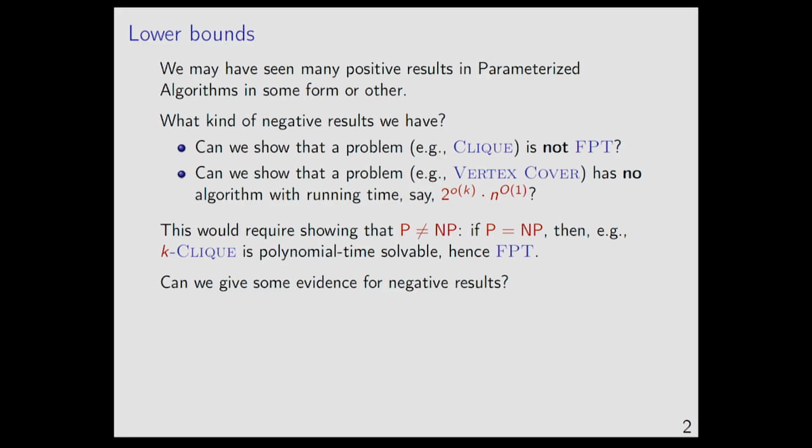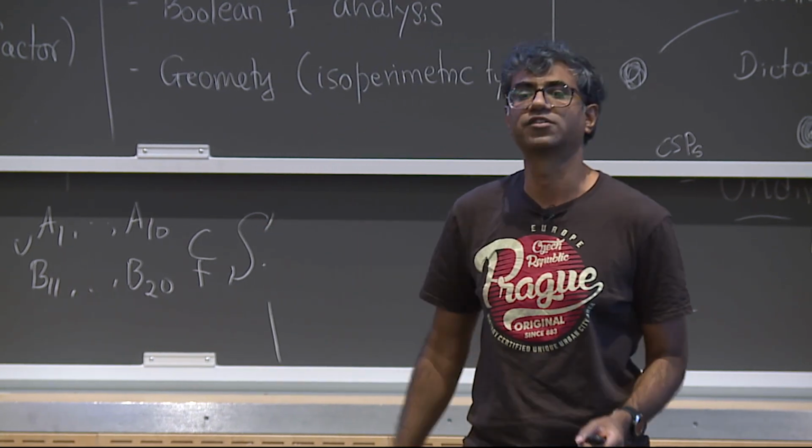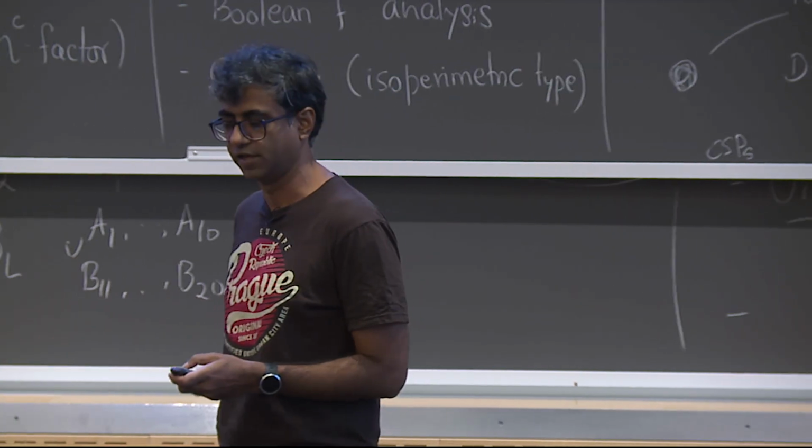This would require showing that P is not equal to NP, because if P equals NP, then for example k-clique is anyway polynomial time solvable, right? So can we give evidence for some such negative results? That's the kind of thing we will talk about in this lecture.